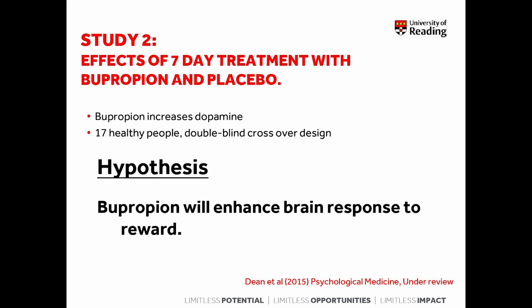Let's have a look. The next study that we did here at Reading looked at the effects of 7-day treatment with bupropion compared to placebo. Bupropion is a drug that blocks the reuptake of dopamine and noradrenaline in the system, so it keeps more noradrenaline and dopamine alive, so to speak. It's licensed in the US as an antidepressant and is sometimes used as an adjunct therapy, which just means clinicians sometimes decide of their own accord, in my experience, this drug works quite well for this particular depression subtype, and I will give it alongside an SSRI.